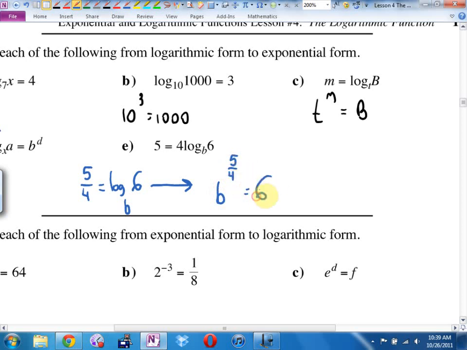By the way, this is also now an equation we could actually solve. What kind of an exponent do I have here? Fractional? Didn't we a couple of days ago learn a trick to get rid of fractional exponents? We did something to both sides. Both sides to the what?